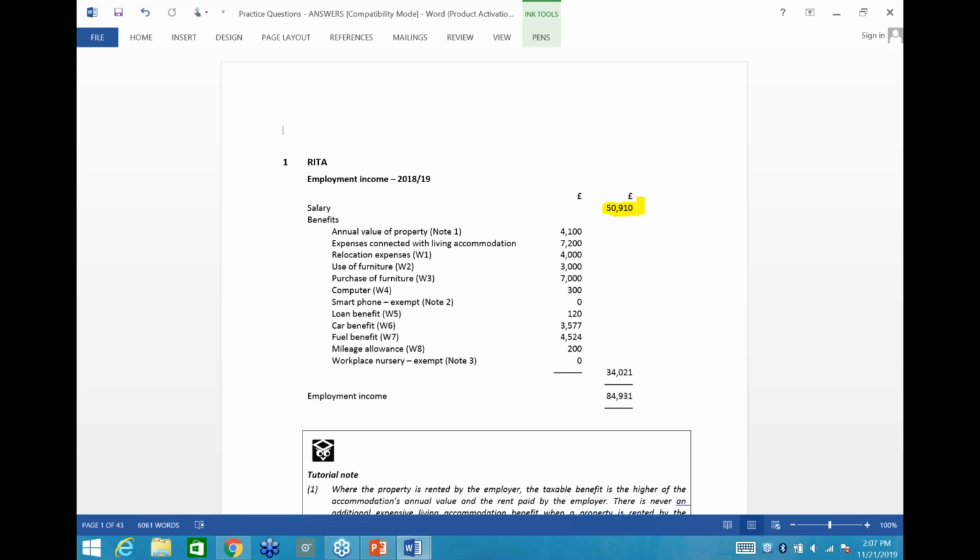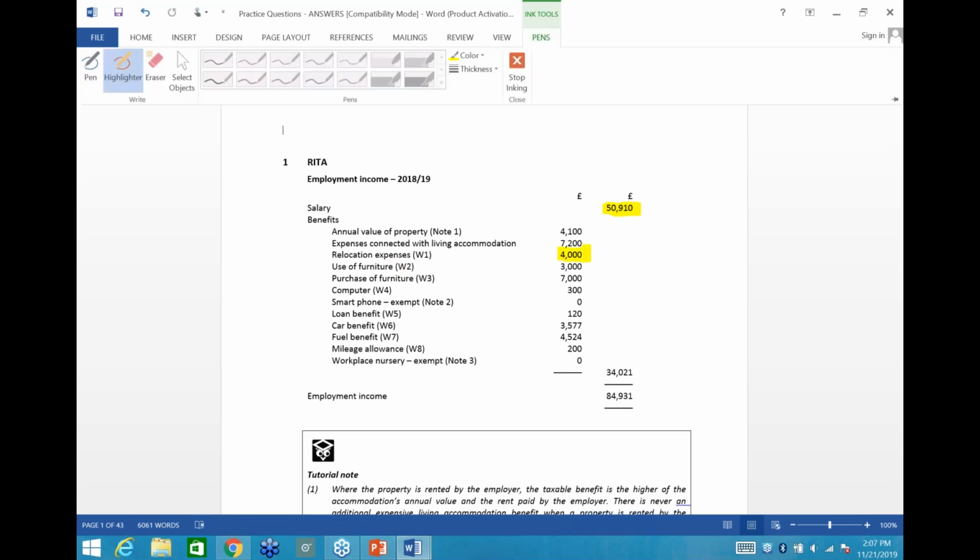So here the employer has paid £12,000, which is a benefit given to Rita. However, from that 12,000, 8,000 will be exempt. Only the balance 4,000 will be taxable. So you can see relocation expenditure is 4,000 here.